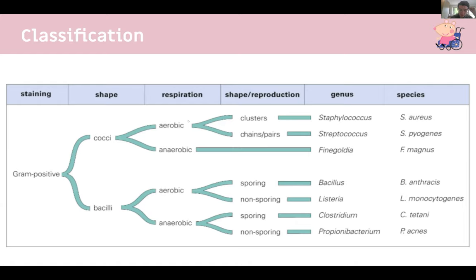Does anyone know what, I'm assuming aerobic means oxygen, anaerobic means without oxygen. Clusters, chains, and pairs, the rest of this you don't really need to know. Right now, I'd be very happy if you just knew the shape, if it's aerobic, anaerobic. You'll learn clusters of cocci that are gram-positive, look purple, are staph aureus. They look like grapes. That's how they describe them. Pyogenes are chains. Very high yield. If you learn this now, you're going to hear it a million times, but nice to learn now.